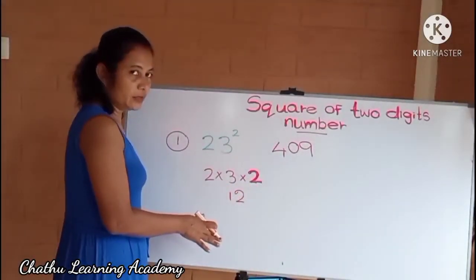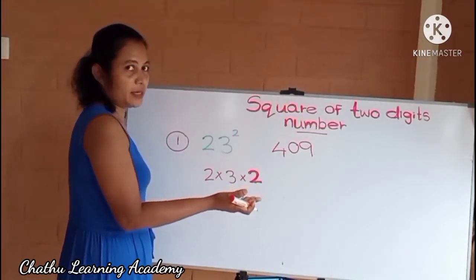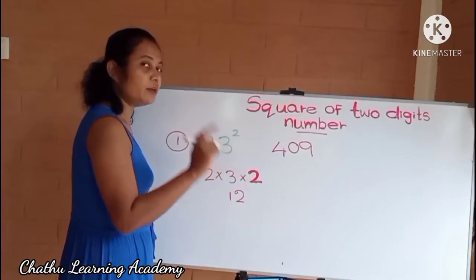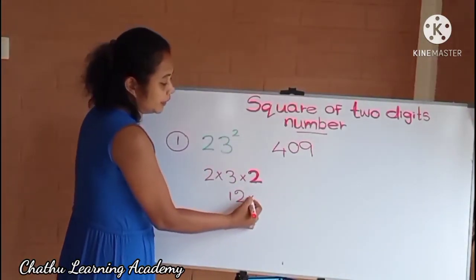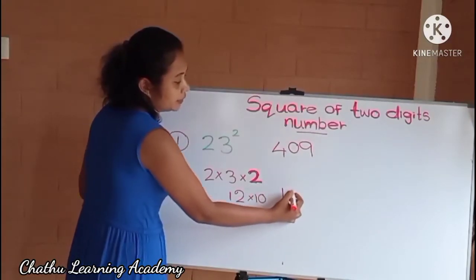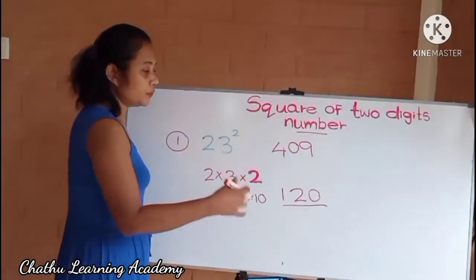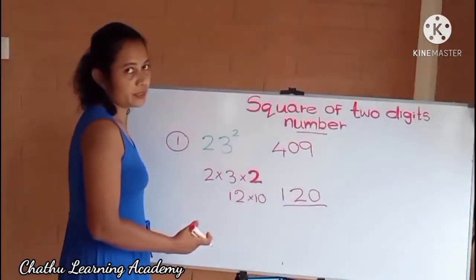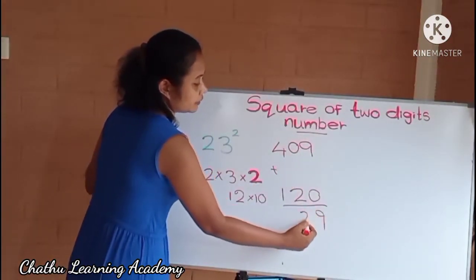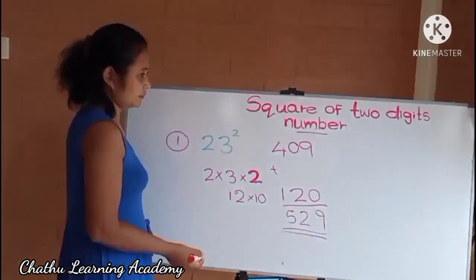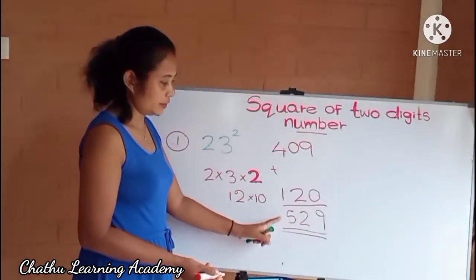After getting this value, you need to multiply 12 by 10. It's very easy. Always you need to put only one 0 to the right side of the answer. If we multiply this value by 10, what's the answer? 120. Just put 0 to the right side. Then you can add these two numbers together. Then this is the square of 23. This is the answer.